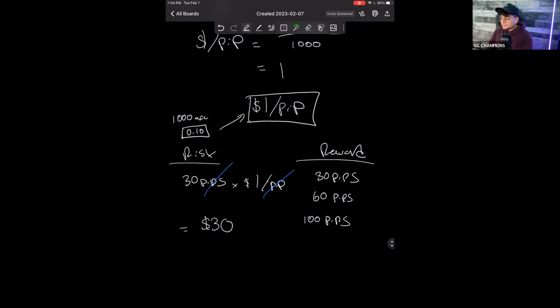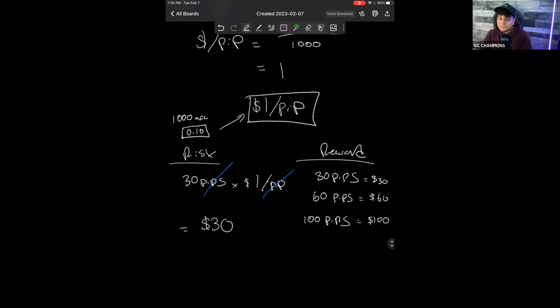Okay. Now with the reward, it's the same thing. If I do 30 times $1 per pip, it's going to equal what? Same thing, $30. If I do 60 pips times $1 per pip, it's going to equal what? $60. Here it's going to be $100. So the numbers aren't always this nice. They're this nice because I picked $1 per pip.